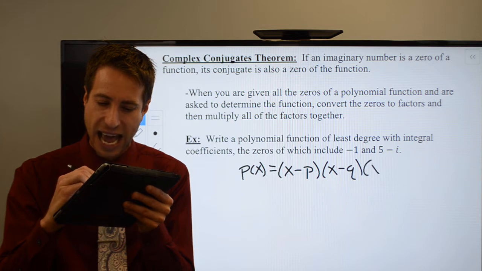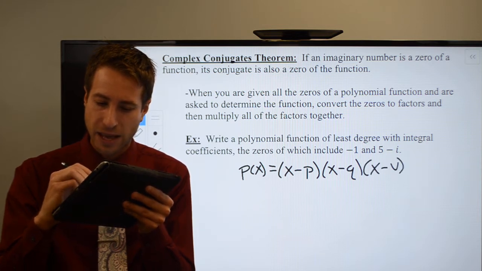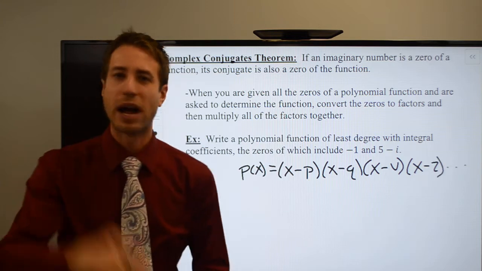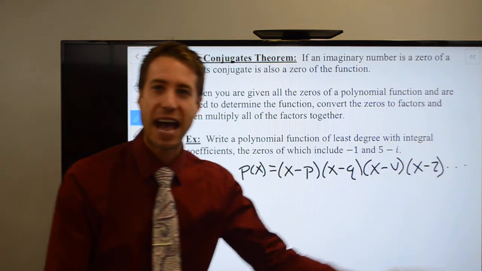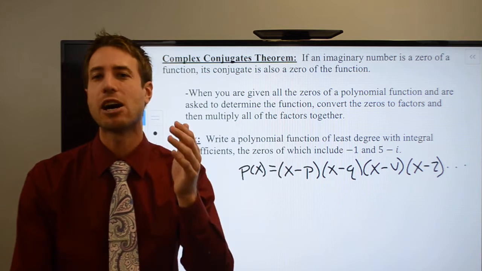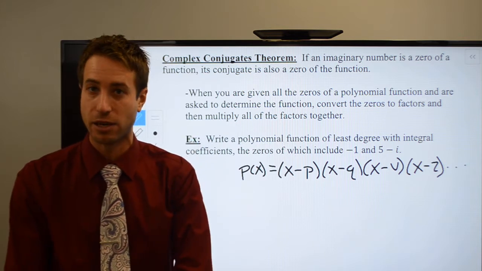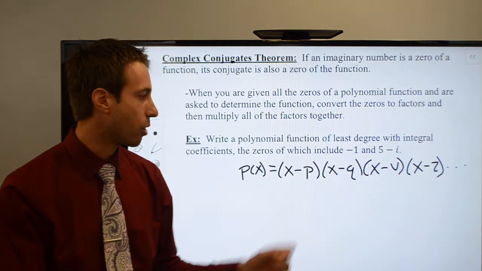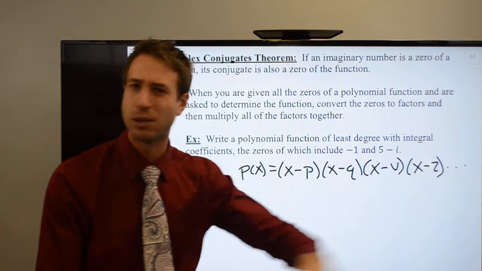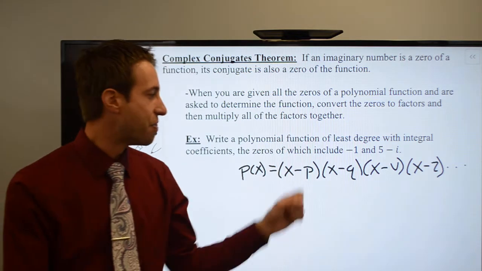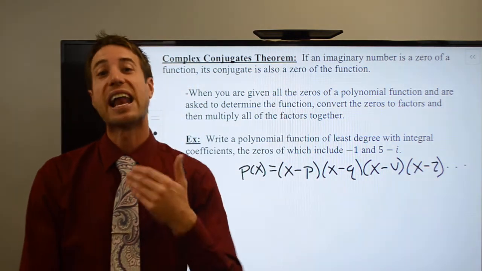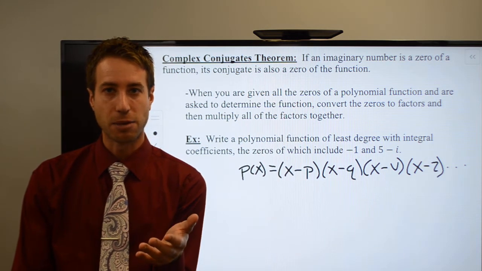Maybe I'm going to need an x minus v and an x minus z, right? However many factors you need, depending on the number of roots I've given you, and we'll just multiply all these guys together to get our polynomial. P, Q, V, Z, whatever letters you want to call them, that's where you're going to plug in the roots that I give you in the problem.